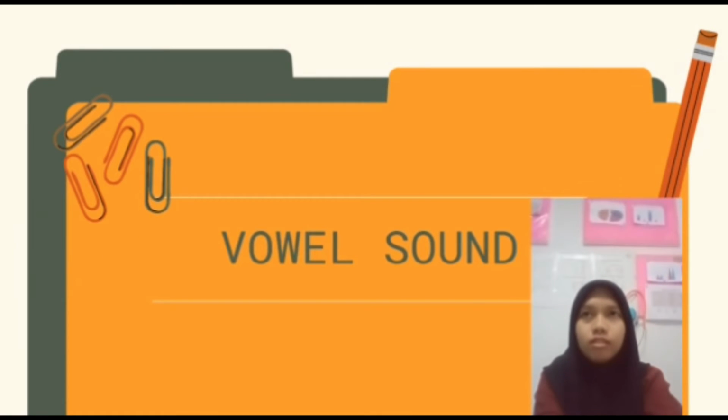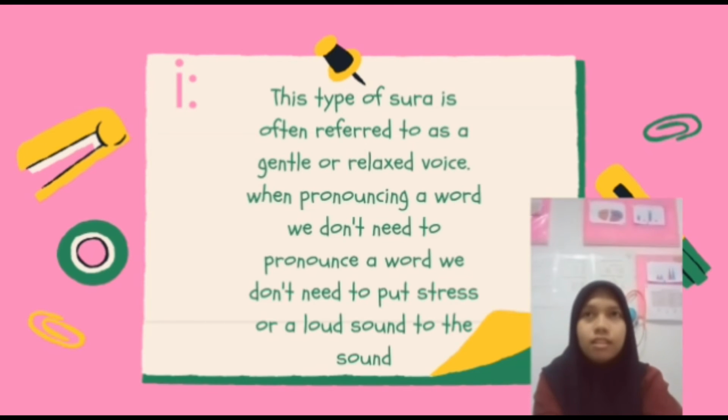The vowel sound E. This type of sound is often referred to as a gentle or relaxed voice. When pronouncing a word, we don't need to put stress or a loud sound to the sound. Example: read, freeze, sit.